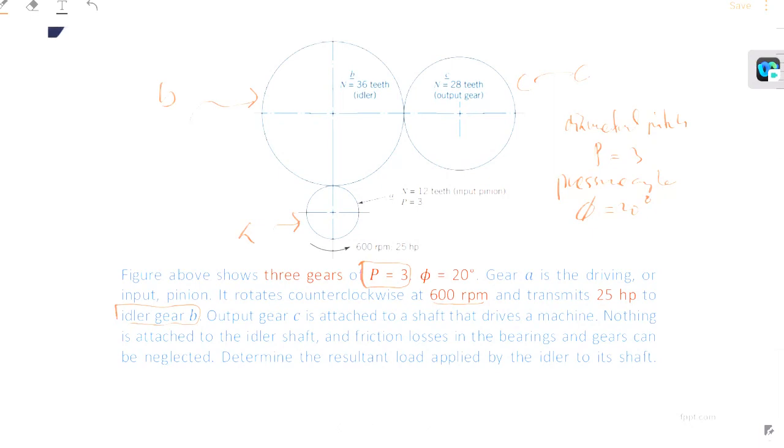And output gear C is attached to a shaft that drives a machine. Nothing is attached to the idler shaft, and friction losses in the bearing and gears can be neglected. Determine the resultant load applied by the idler to its shaft. It means we focus just on gear B, but the idler gear is in contact with gear A and gear C. So the question is, determine the resultant load applied by the idler to the shaft.